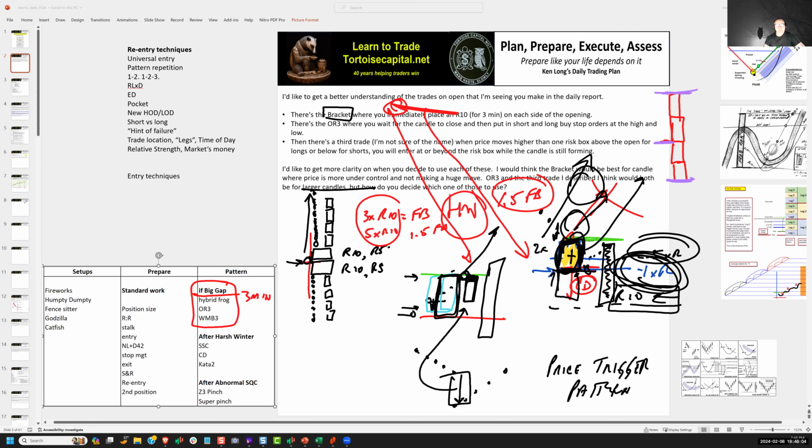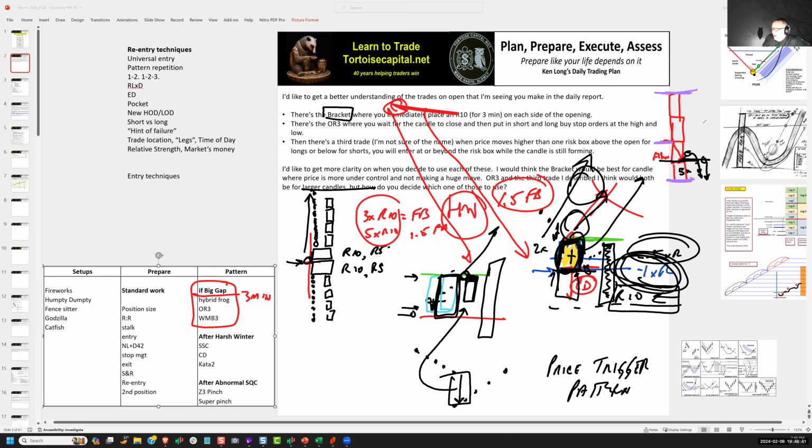And if this move of half a range stat constitutes a harsh winter, then if it turns around right here, there's my SSC pattern. And then if it fails, I still have 5 times the R10 for the collapsing dragon. So that's already pre-qualified as a good move.